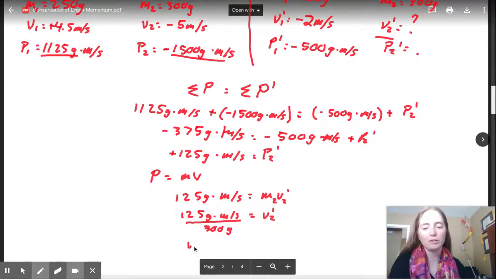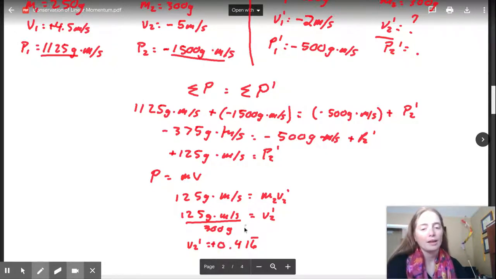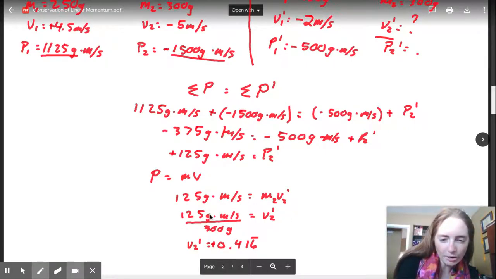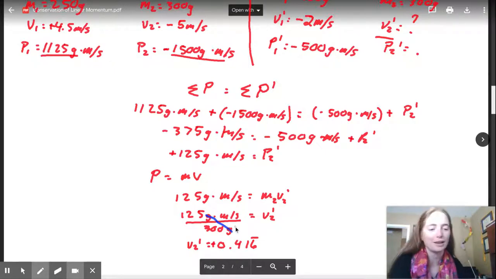So, ladies and gentlemen, once you plonk these numbers into your lovely calculators, you are going to get 0.416 repeating. It's going to be a positive number. Now, I'm going to take a moment here to stop, pause, and look at the units. Now, look at these units. Grams meters per second, divided by grams. Those grams cancel, and you're left with meters per second.